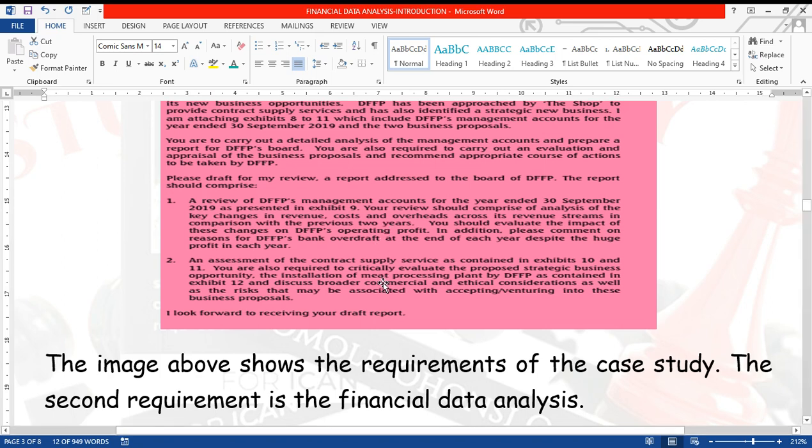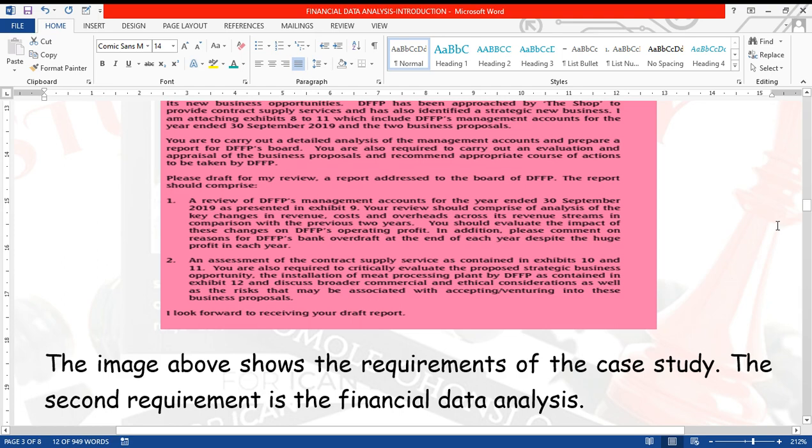And the second one is what? It's talking about an assessment of the contract supply service as contained in Exhibit 10 and Exhibit 11. You are also required to critically evaluate the proposed strategic business opportunity, the installation of a meat processing plant by DFFP as contained in Exhibit 12, and discuss broader commercial and ethical considerations as well as the risks that may be associated with accepting or venturing into these business proposals. So that's basically what they told us to do, and we are going to treat it in this class.